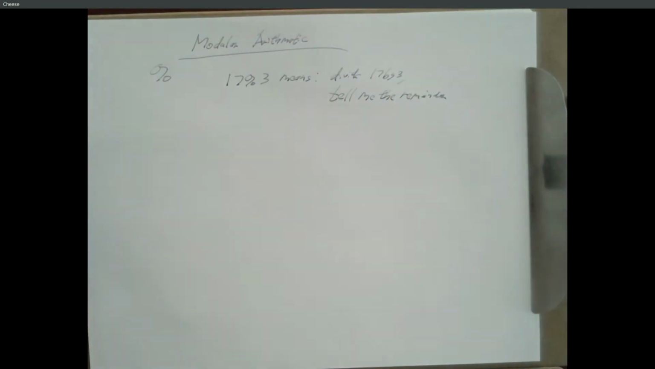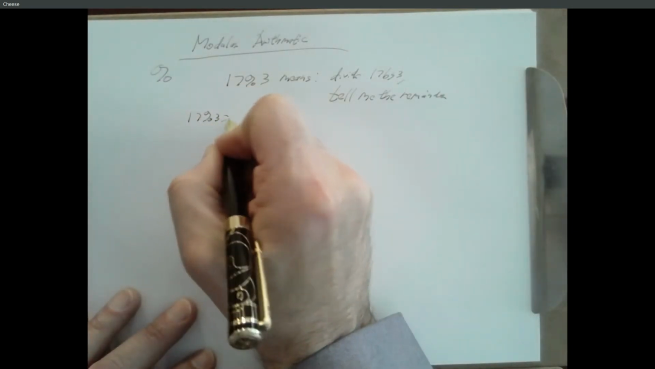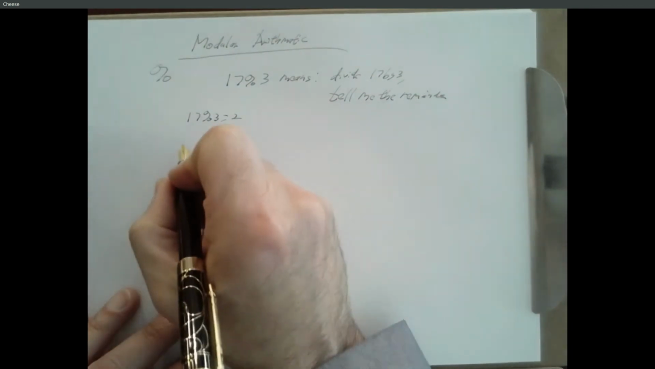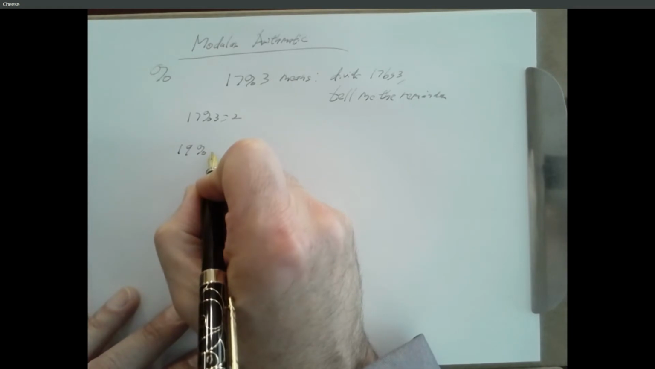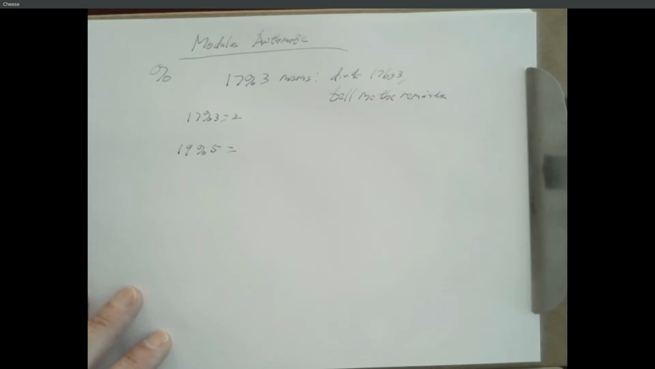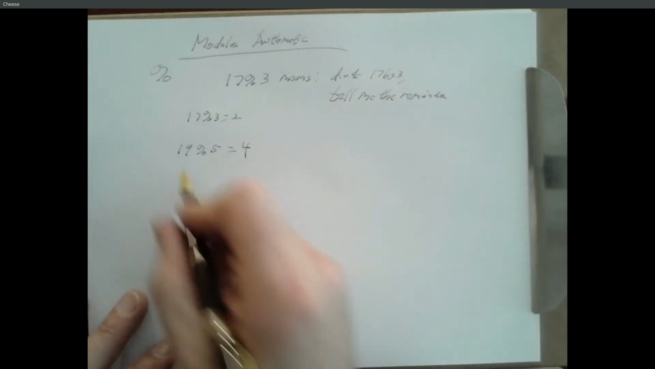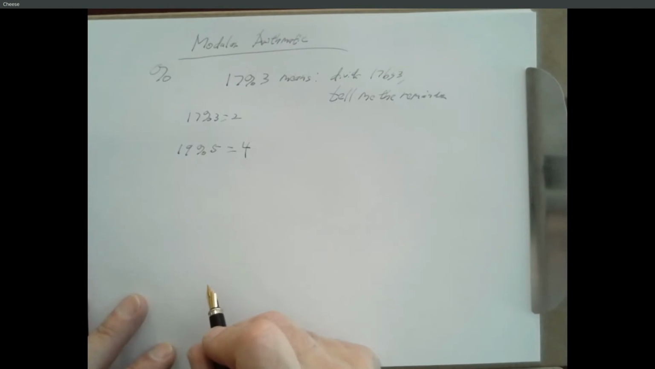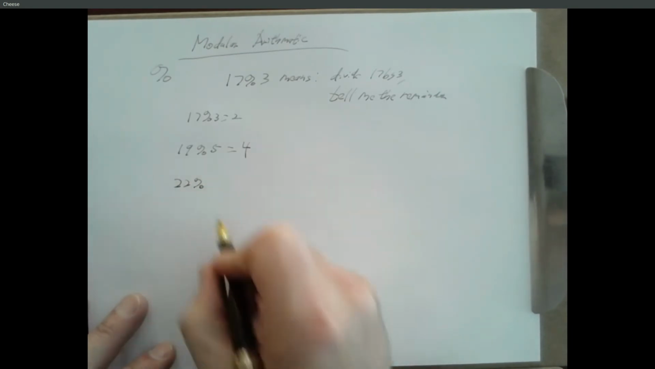So what is 17 % 3? What's left over when you divide 17 by 3? 2, right? So 17 % 3 equals 2. How about 19 % 5? 4. Right? Because 15 and then you got 4 left over. How about 22 % 11?